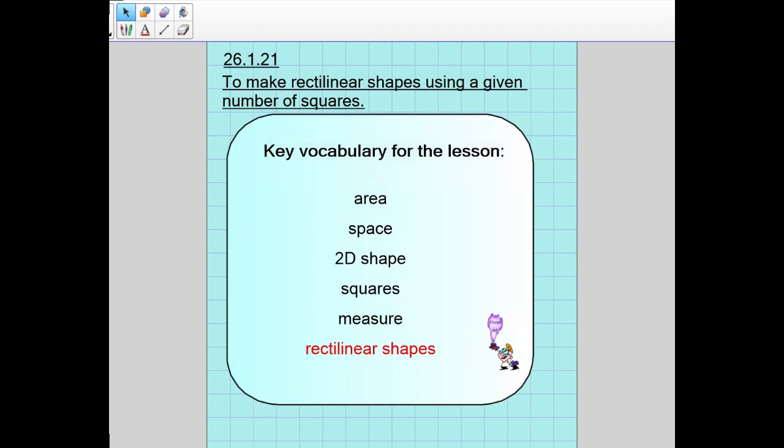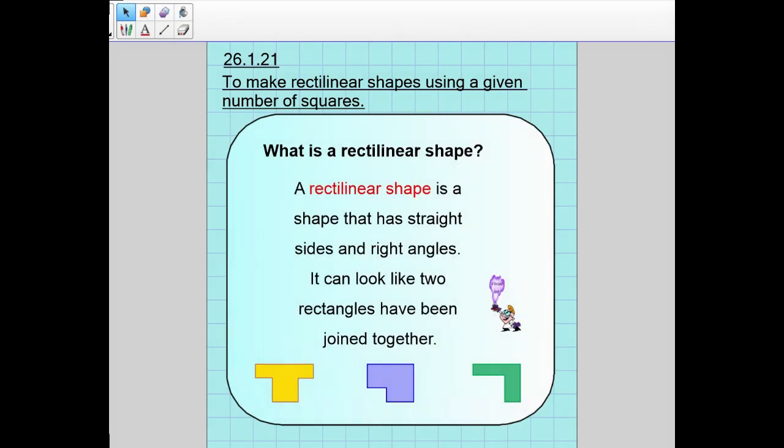Now, key vocabulary for today: area, space, 2D shape, squares, measure, and rectilinear shapes. What is a rectilinear shape? A rectilinear shape is a shape that has straight sides and right angles. It can look like 2 rectangles have been joined together. There's an example of 3 of them.